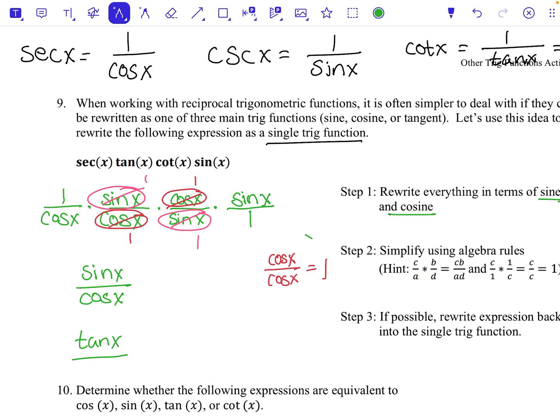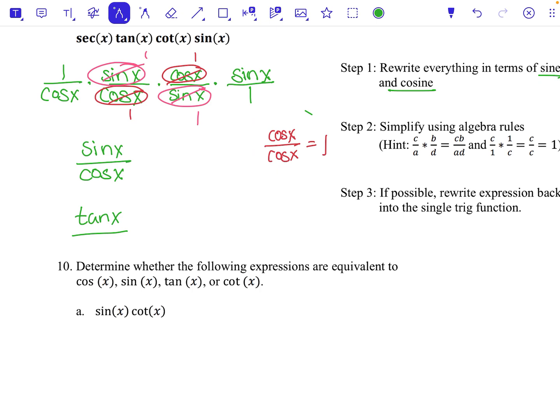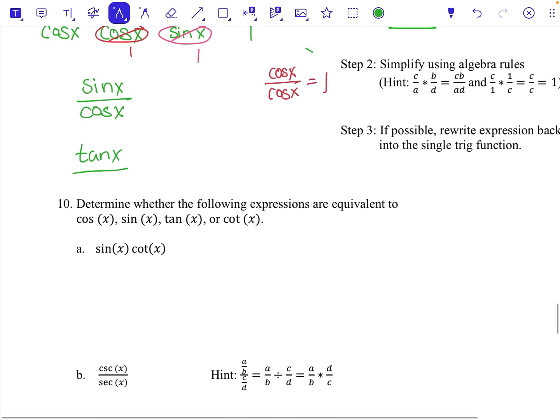So take a minute, think about these reciprocal identities. I want you to try the next few problems and then come back to the video, hit play, and then you can see how I did them.